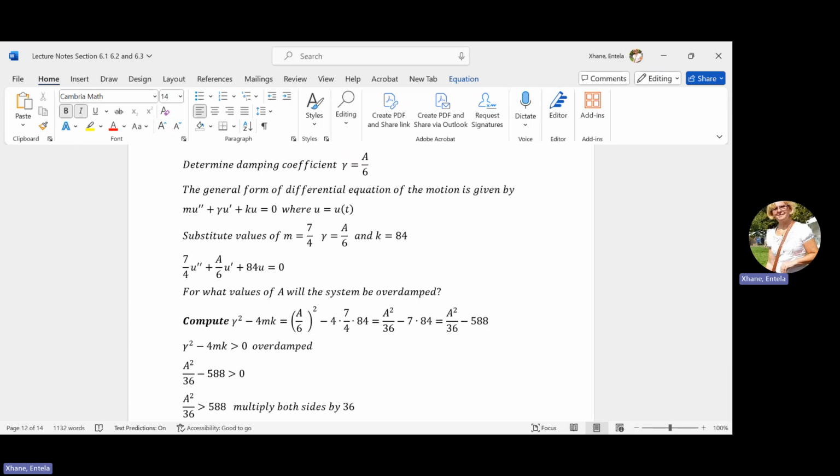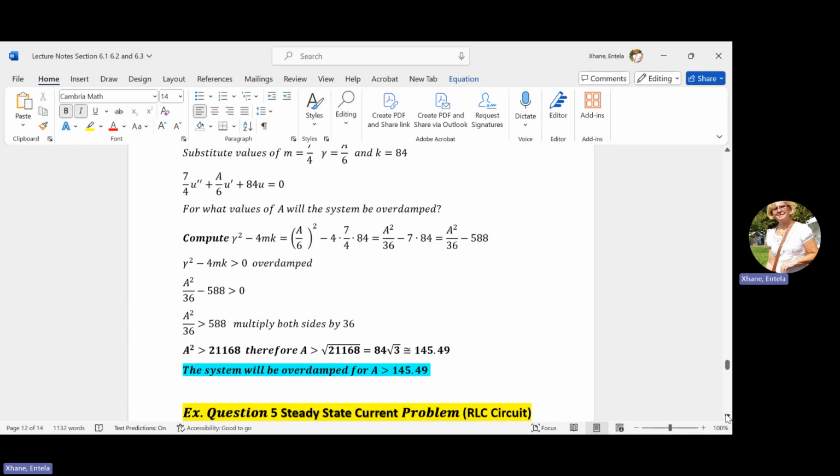I multiply both sides by 36, so I can eliminate the 36 in the denominator. I get A squared greater than 21,168. So therefore, A is greater than the square root of 21,168, which is 84 square root of 3, approximated to 145.49. So the system will be overdamped for an A greater than 145.49.